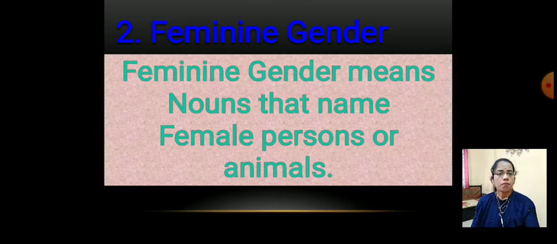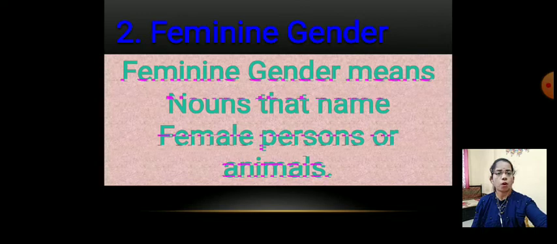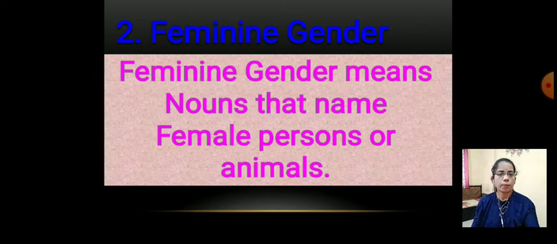Second one, feminine gender. See the definition. Feminine gender means nouns that name female persons or animals. It means the names of female persons or animals are all included in the feminine gender.